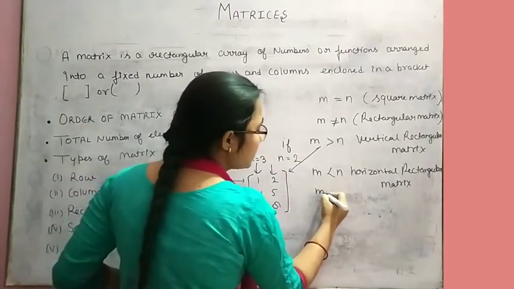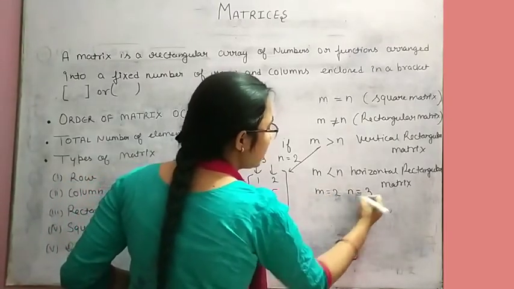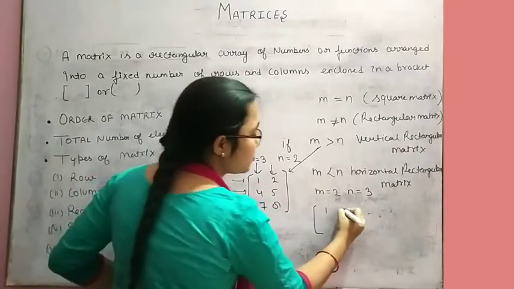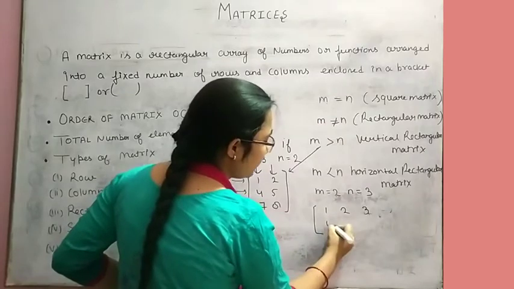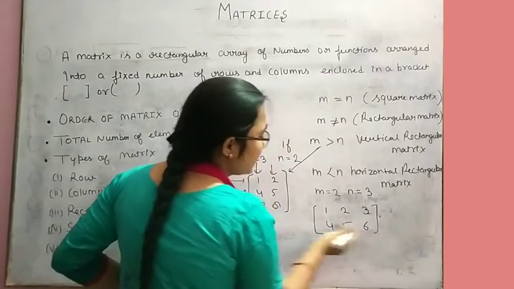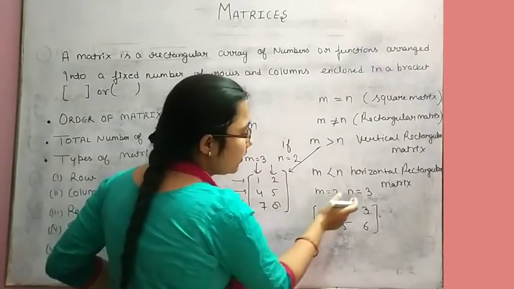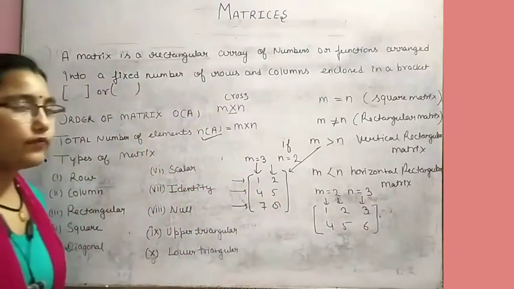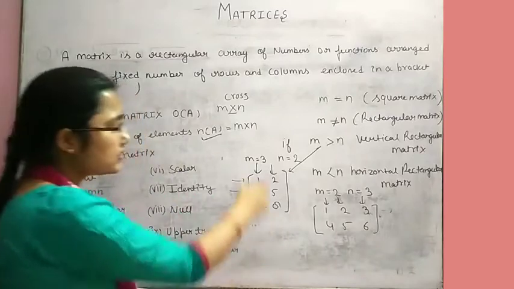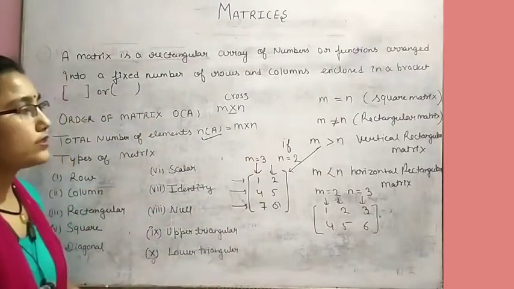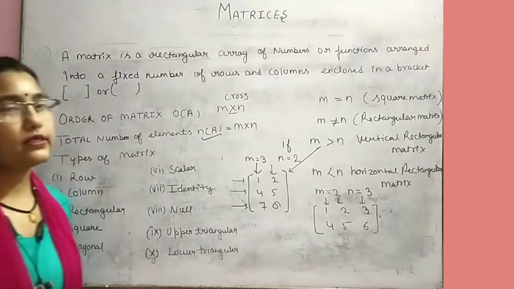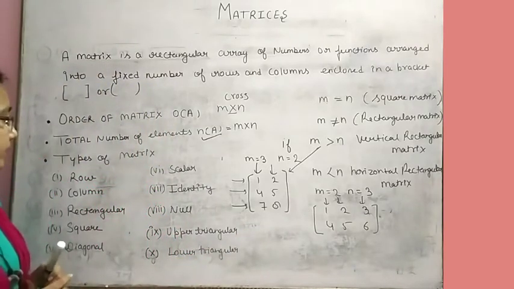Suppose M is 2 and N is 3. So that means M represents rows of the matrix. So 1, 2, 3, 4, 5, 6. These are 2 rows and 3 columns. These are columns. So the arrangement of this matrix is like this and this is like vertically. So that's why it is known as vertical rectangular matrix and this is known as horizontal rectangular matrix.